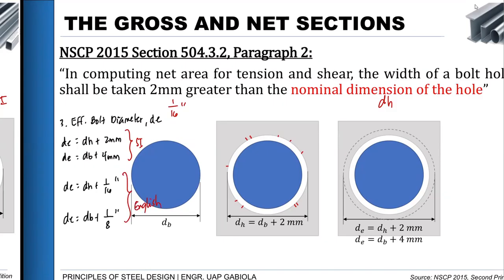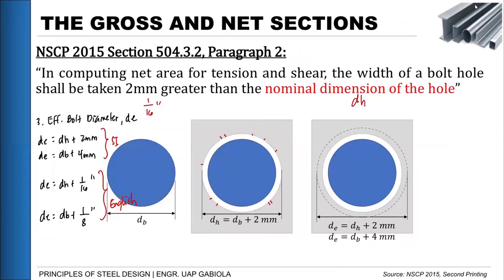So yan yung sinasabi ni code. So dapat tama yung value natin ng D sub E sa nagagamitin. Again, be careful in reading the problem. The problem might say dimension o diameter ng hole. If diameter ng hole lang given sa problem, you just need to add 2 mm or 1/16. Okay? Pero pag diameter ng bolt, you need to add 4 mm or 1/8 kapag English. Okay? So, be careful with that.